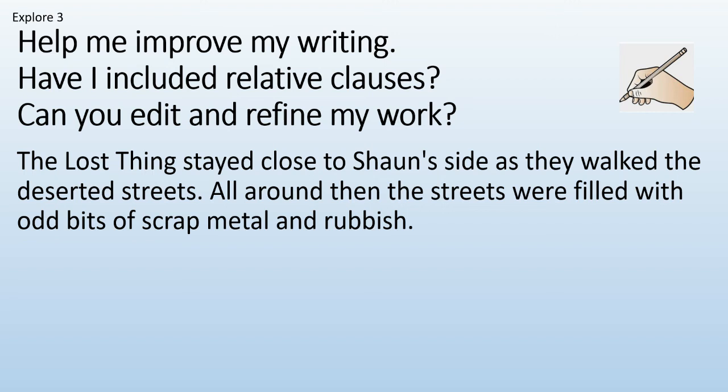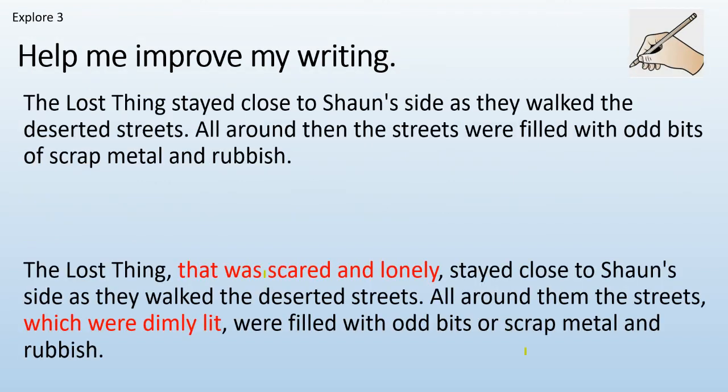Welcome back, let's take a look. So this is what I improved my writing to. The lost thing that was scared and lonely stayed close to Sean's side as they walked the deserted streets. All around them, the streets, which were dimly lit, were filled with odd bits of scrap metal and rubbish. So here I added in 2 relative clauses. That was scared and lonely and which were dimly lit. Well done if you added in some relative clauses.